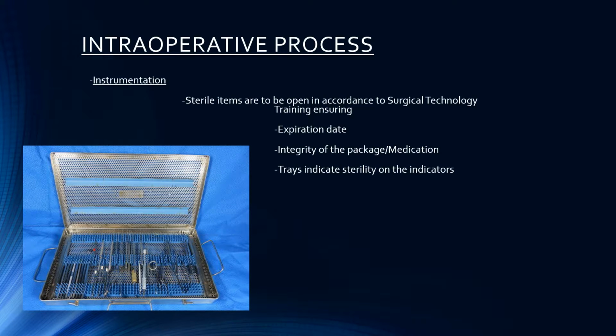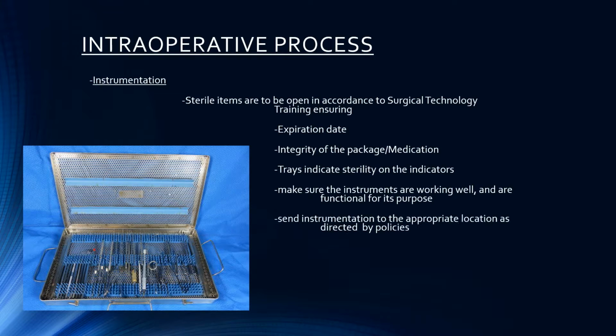Always check for the expiration date. Make sure there's no expiration date on the things that you're opening. Check for the integrity of the package. For example, there's no tears, and no dried fluid that could have been wet before and then dried out, leaving a stain so it looks like it could be contaminated. There are also sterility indicators inside the trays, and you want to make sure that these indicators show that the tray is actually sterile. Make sure that the instruments are working well and are functioning for their purpose.